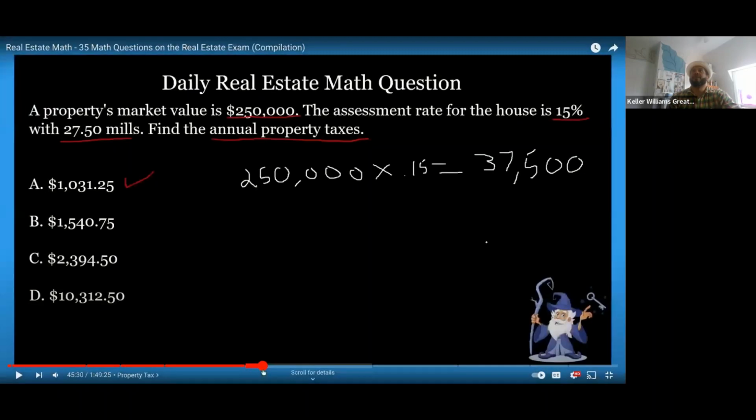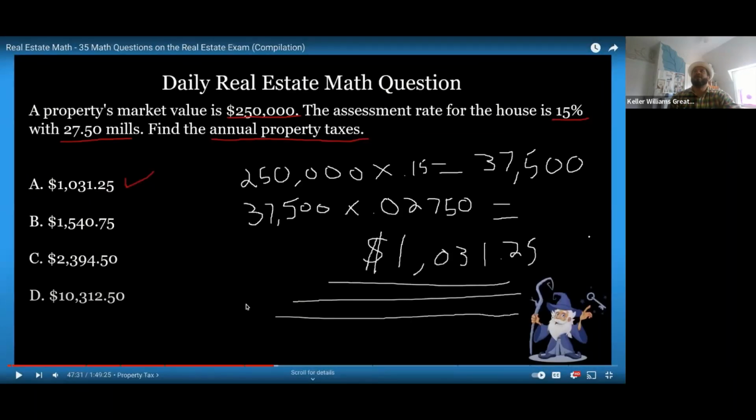So 250,000 times 0.15 gives you 37,500, because you're taking the assessment rate for the house, 15%, and that gives you 37.5. And then you go with the 27.5 mils. Now you're going to take that 37.5 and multiply it by 0.02750. And that gives you your answer.